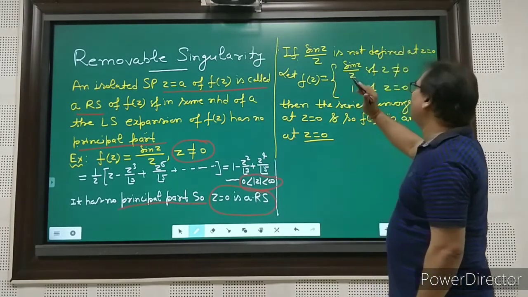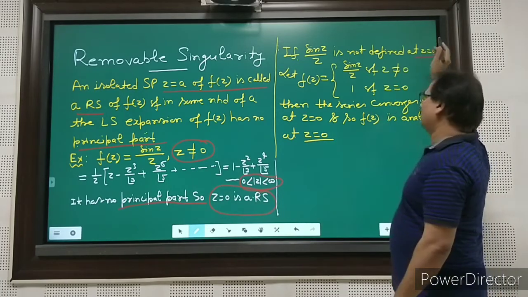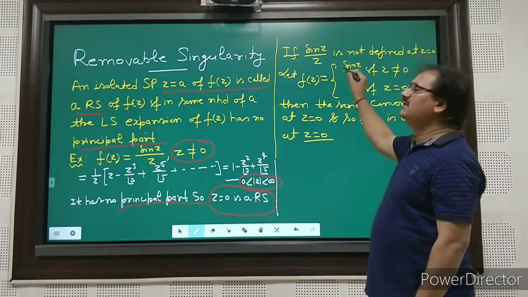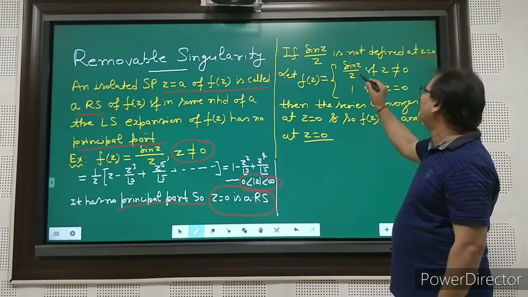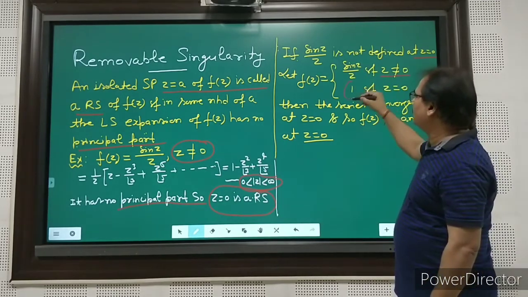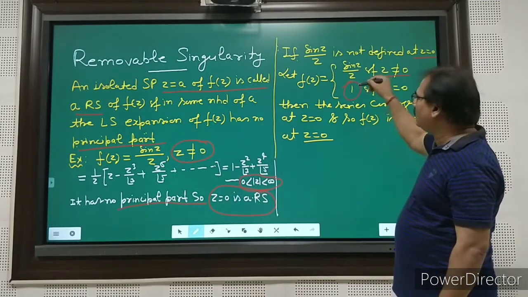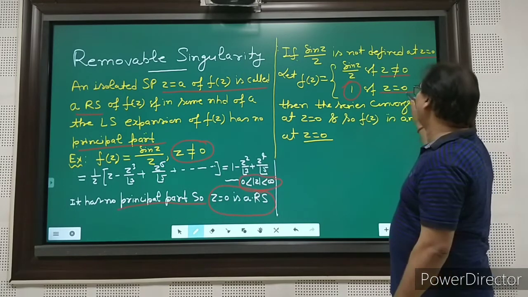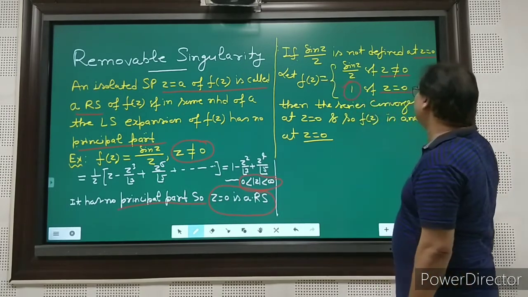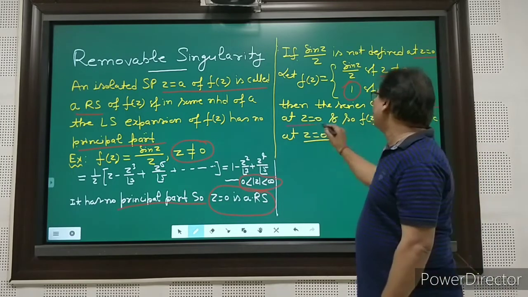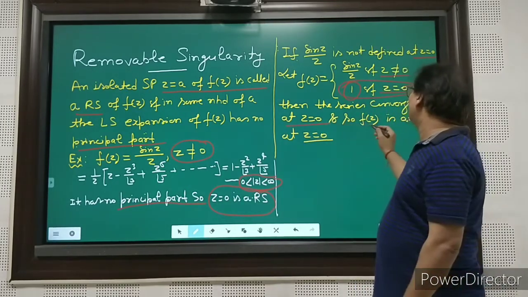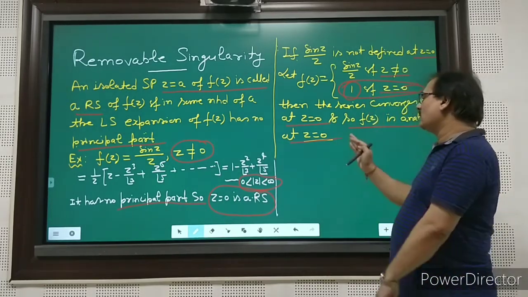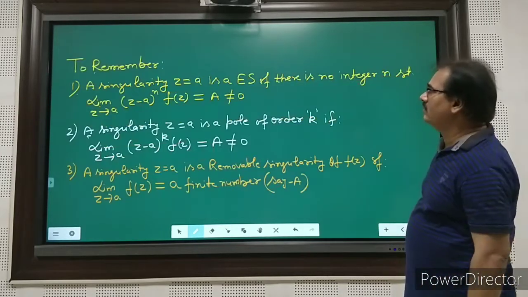So if sine z by z is not defined at z is equal to 0, let us suppose it is not defined here, z is equal to 0. For example, let us consider the definition of f(z) like this: sine z by z, if z is non-zero, and 1 if z is 0. Then in this case, the series converges to 1. This f(z) converges to 1 at z is equal to 0, and so f(z) is analytic at z is equal to 0. So under this case, this function is analytic at z is equal to 0.